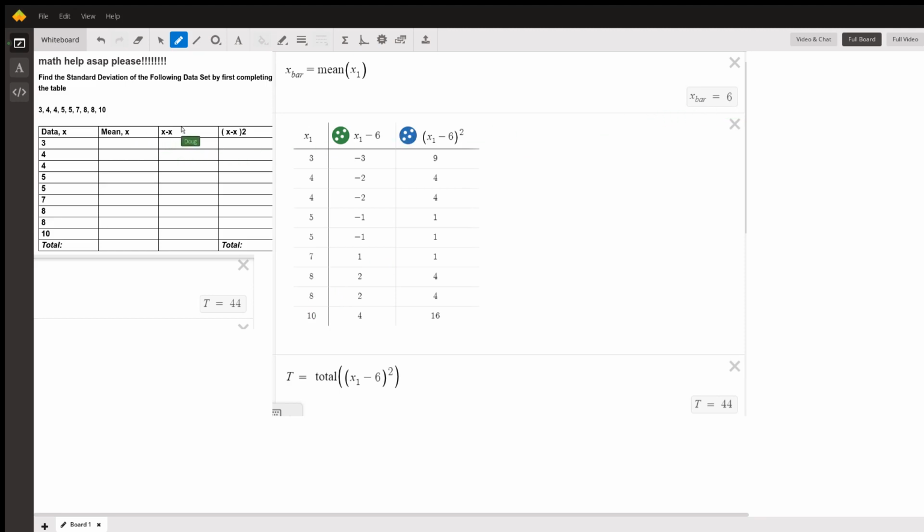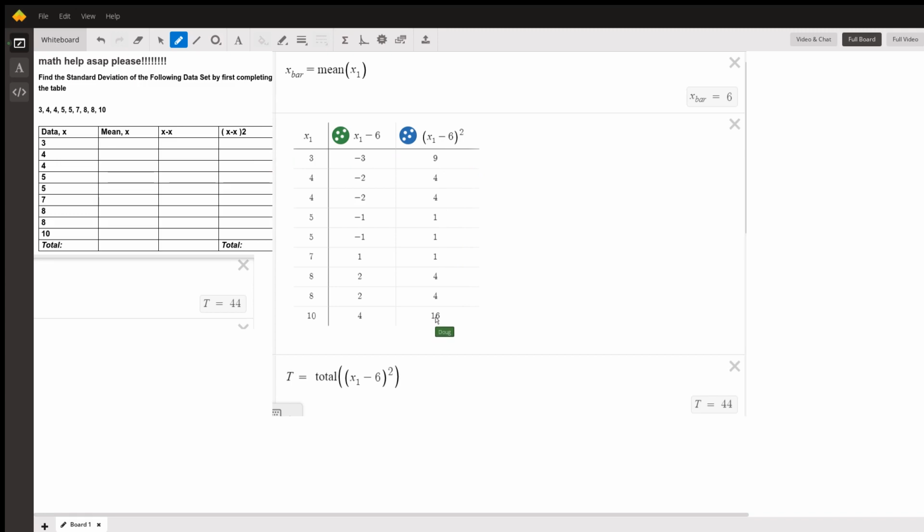The second column over here, or the third in your case, is the difference between each element of the data set and the mean, which we've calculated to be 6. So x of 1 minus 6. You can see subtracting 6 from each of these numbers in the x of 1 column gives us the distance that each data element is from the mean. To make sure that those numbers are positive, we square them. So x of 1 minus 6, the quantity squared, gives us the set of numbers right here.